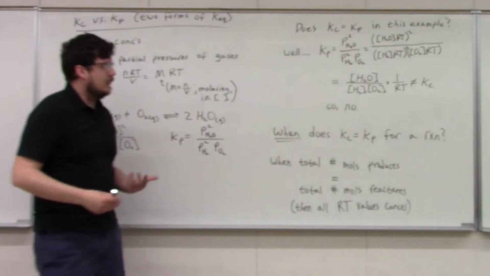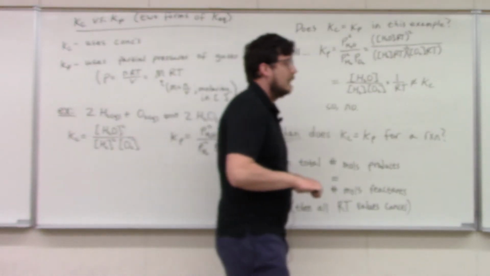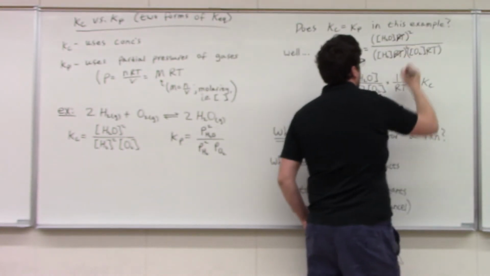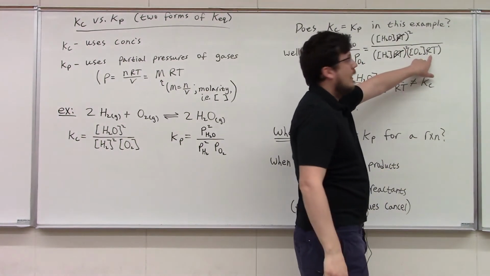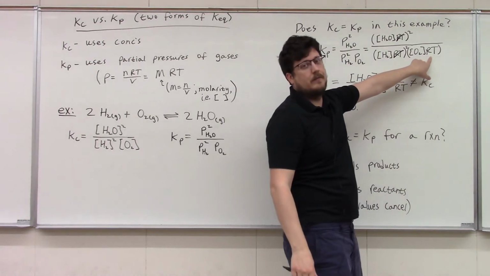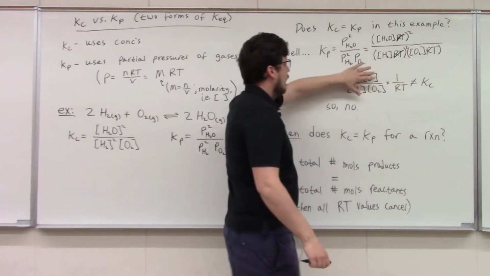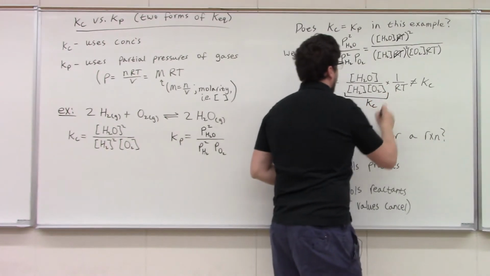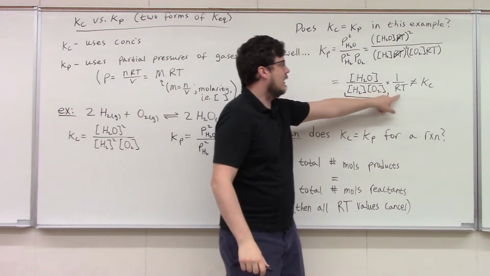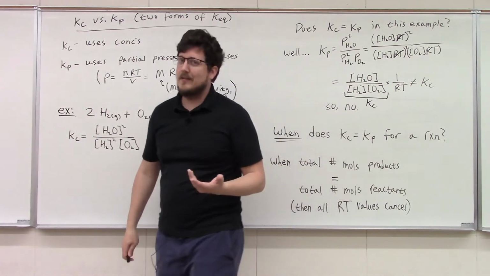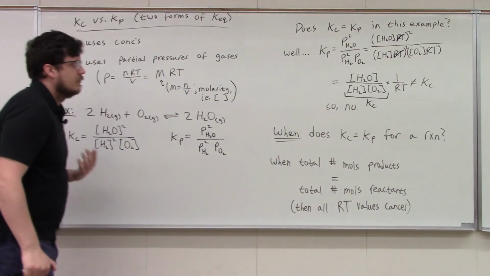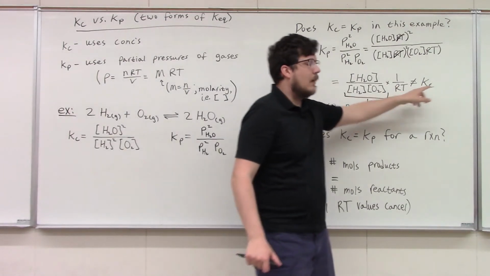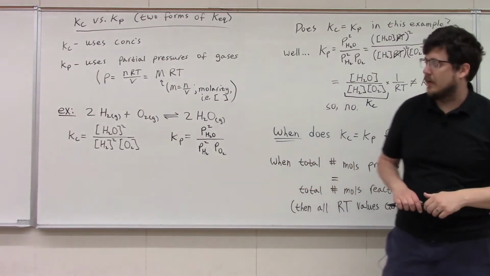If all the RTs cancel out, I get the same expression, but they don't. I lose an RT squared here and an RT squared there, but this guy has nothing left to cancel it. And so I get, right here, Kc, but Kc times 1 over RT, which is not the same thing. So they are not equal. Now this equality can happen sometimes. It doesn't in this case.